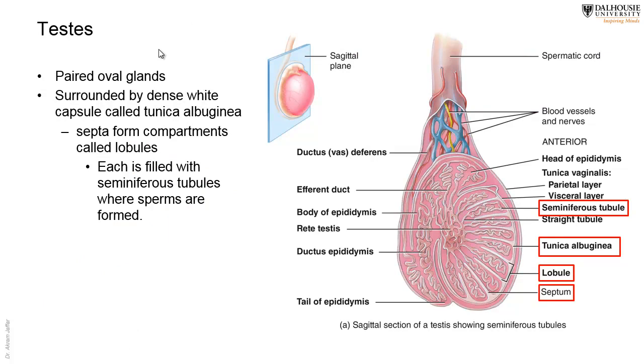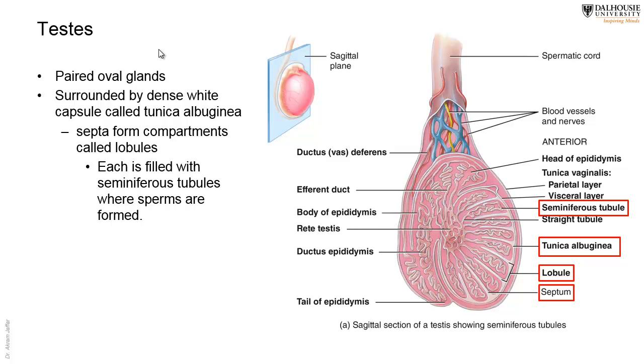The testes are paired oval structures. They are surrounded by very thick connective tissue called tunica albuginea. Alba means white. So they are very thick, and when you dissect them, you will find that it's really thick and white. So that's why it's called tunica albuginea. And there are multiple fibrous tissue septa that divide the testis into compartments or lobules.